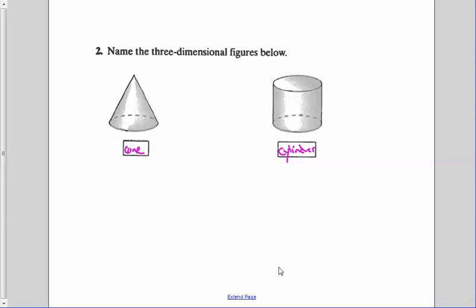That's the end of 9.7. Pretty simple. It is a lot of vocabulary, but we have to be able to identify our shapes, not mixing them up.